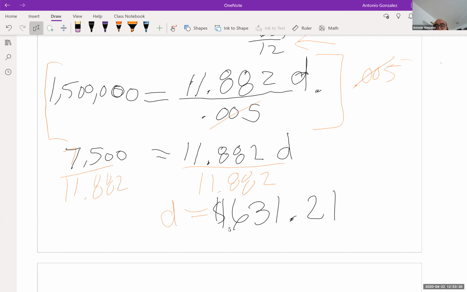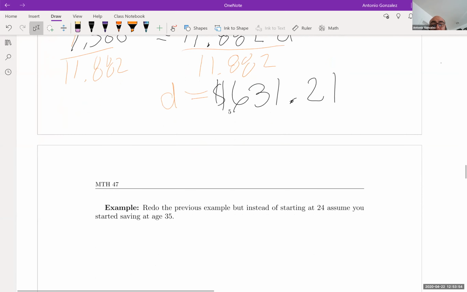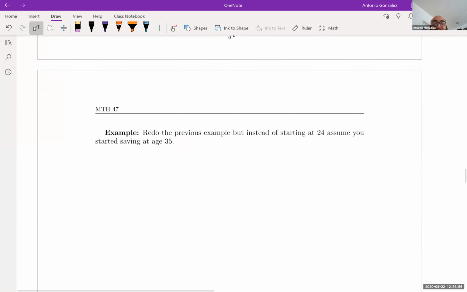All right. So it doesn't seem too bad, right? 631, especially if by 24 you got a job with benefits, and then your employer puts some part towards your 401k. So it doesn't seem too bad. Let's say you start at 24. Now let's say you didn't. Let's take a look at, well, what if I was unable to? Let's look at the next example.